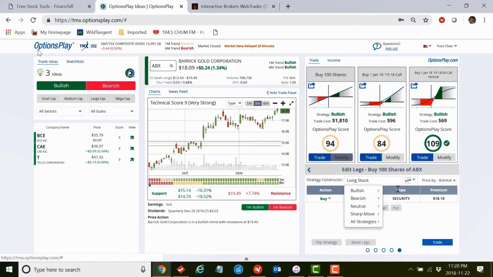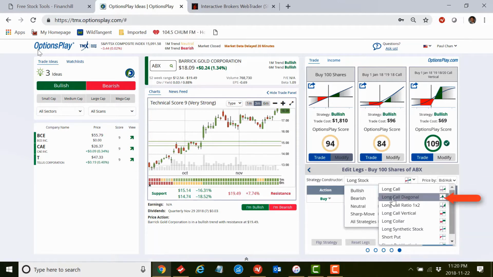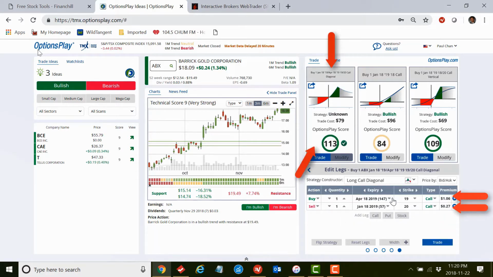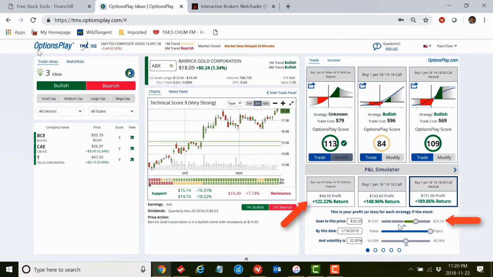So here we will select more of a long call diagonal this time. And you notice the strike prices are different. So it's a diagonal play. And here's the simulator, if it goes to certain prices. And we're getting a much better score, a 113 with a check mark. And because it's a spread, I can also vary the dates, and that will impact my return as well.